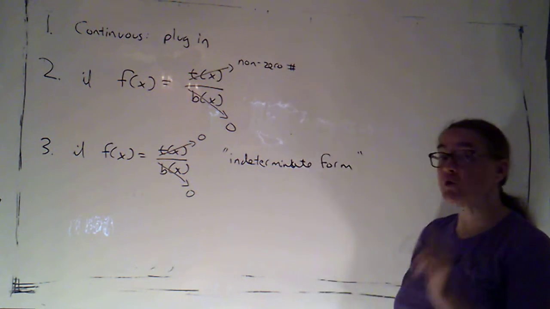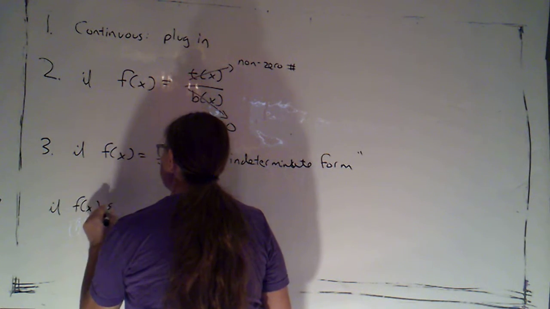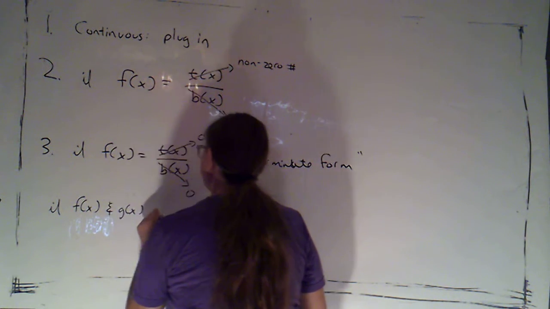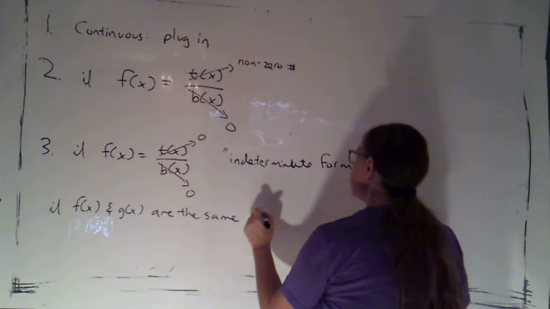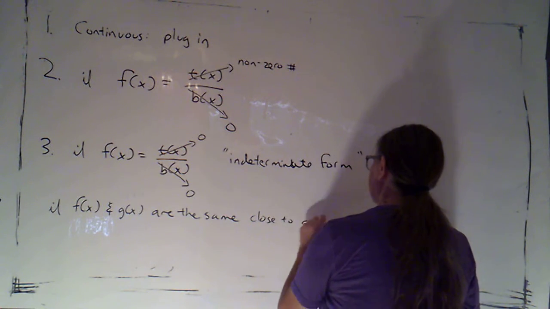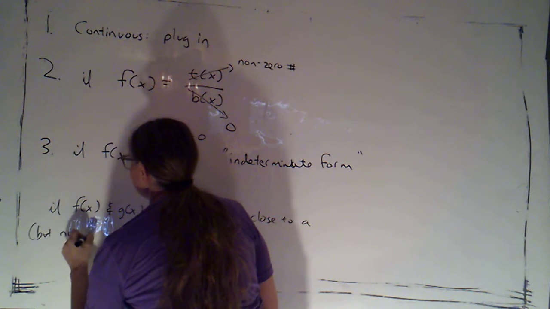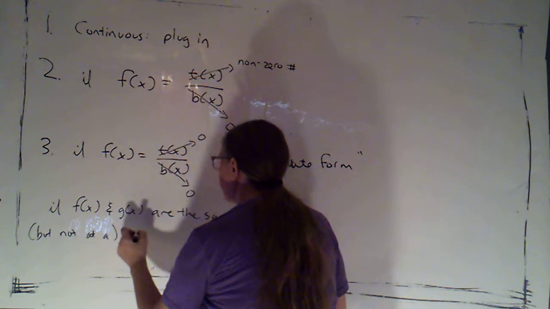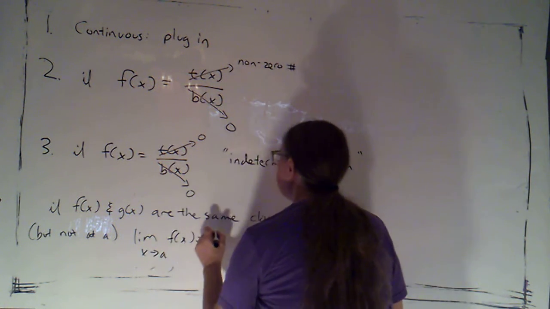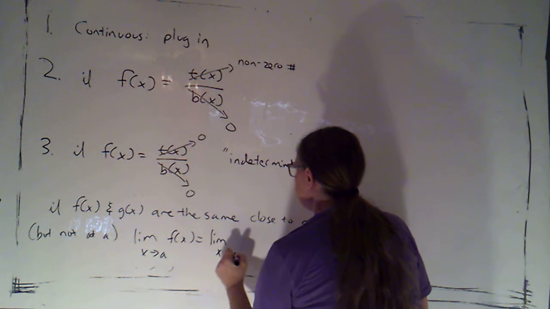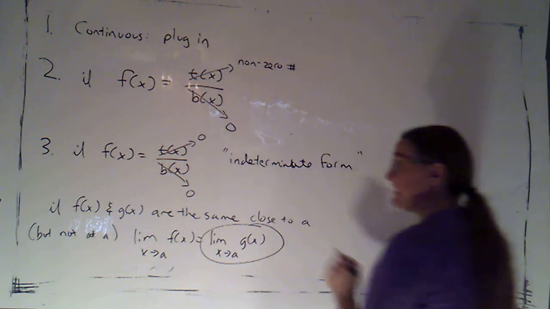So then we're going to do this. We're going to say if f of x and g of x are the same close to a, but not at a, then the limit as x goes to a of f of x is going to equal the limit as x goes to a of g of x, and we'll evaluate this one.